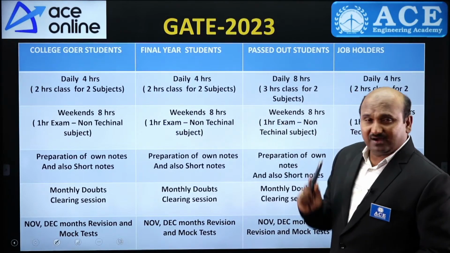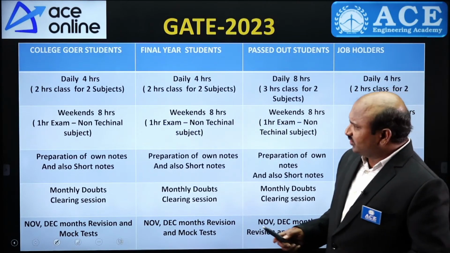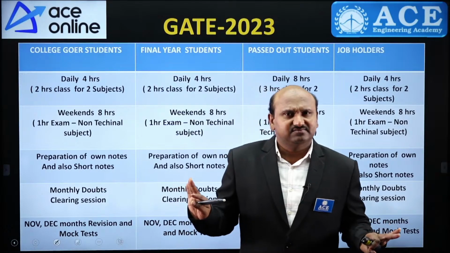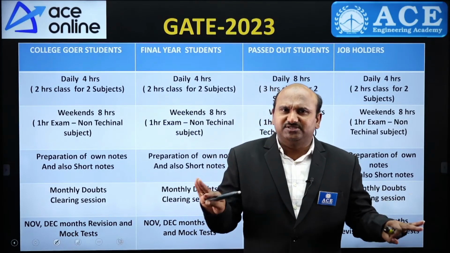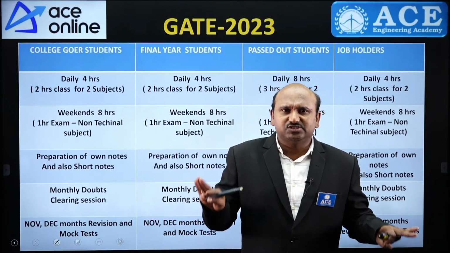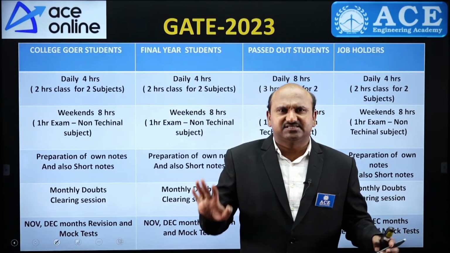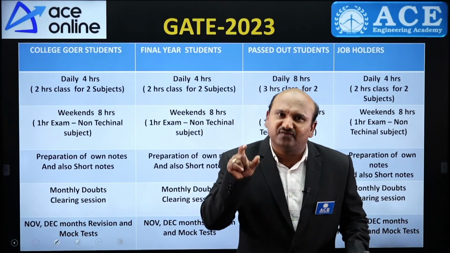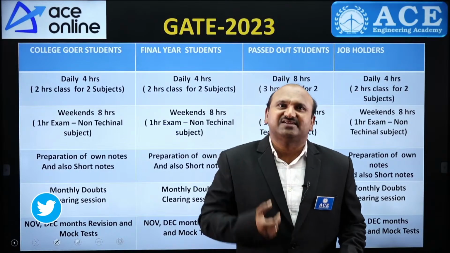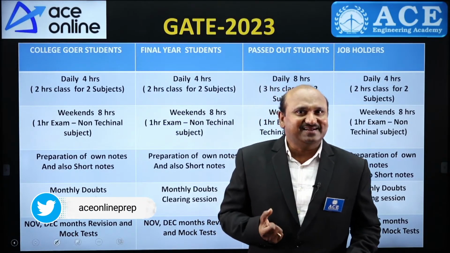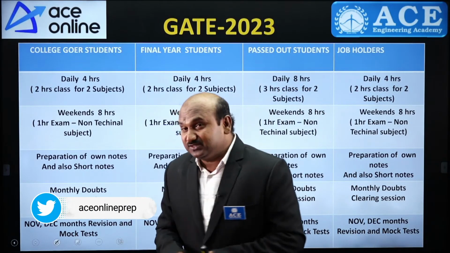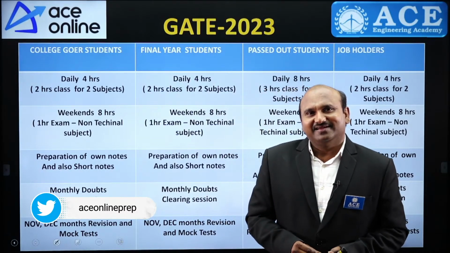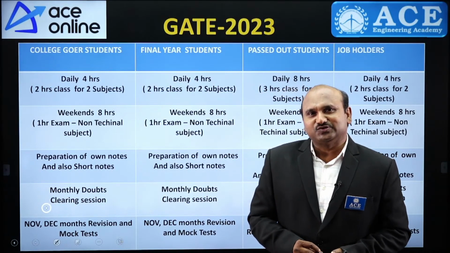First one is for college goers. College going students: daily 4 hours. 2 hours, take one subject. Right? 2 hours, 2 subjects. Complete. That's it. In those 2 hours, take 1.5 hours for study and half an hour for revision. Right? And on weekends, you have a good opportunity.